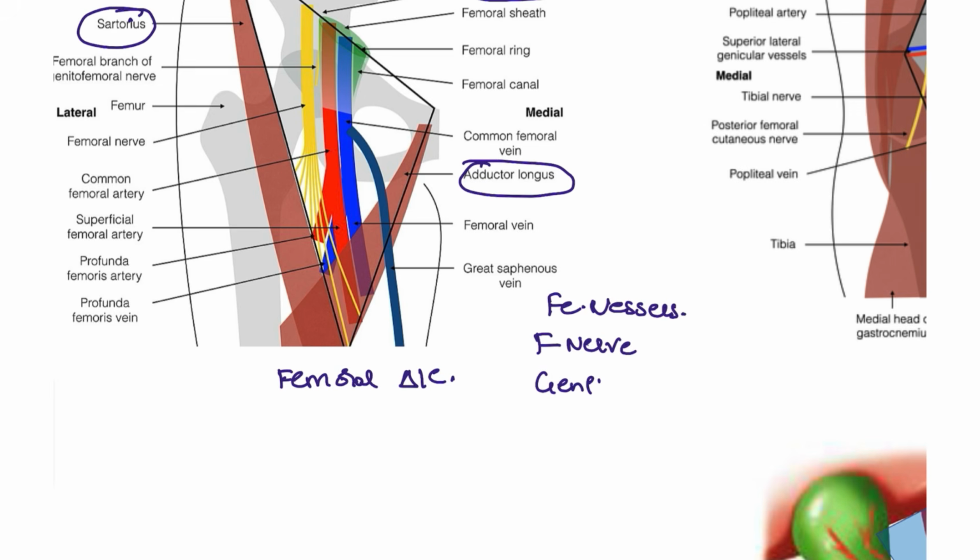Next, another one is the genitofemoral nerve. This is also a femoral branch. Genitofemoral, we have two types: one is the genital branch, and one is the femoral branch. These are the contents of the femoral triangle.